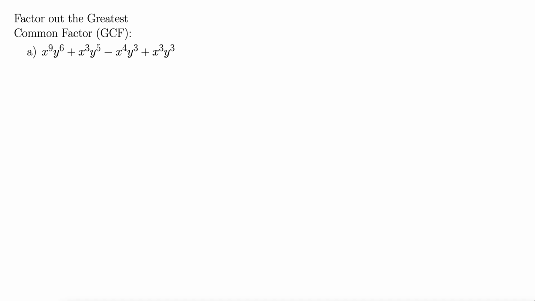In this problem, we want to factor out the greatest common factor from x to the 9th y to the 6th plus x cubed y to the 5th minus x to the 4th y cubed plus x cubed y cubed. Remember, the greatest common factor, the GCF, gets the smallest exponent. Smallest exponent. So let's find the GCF first.